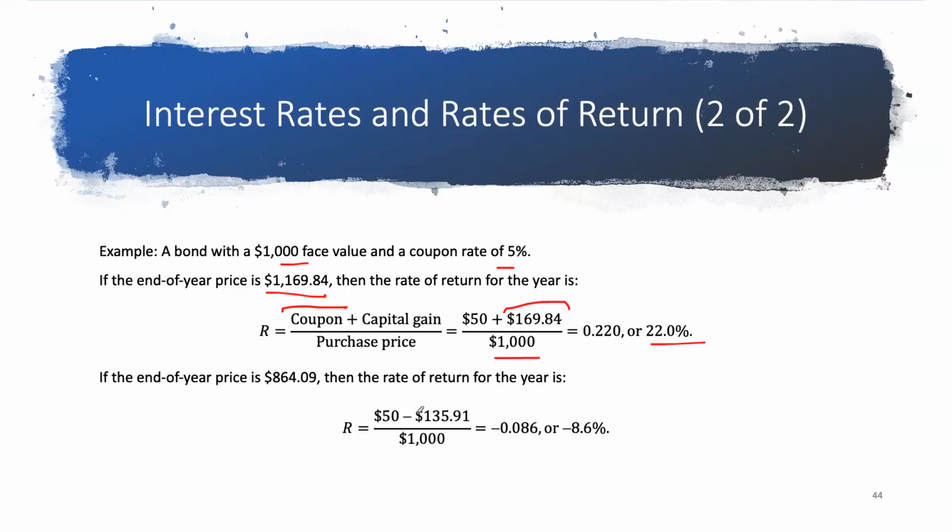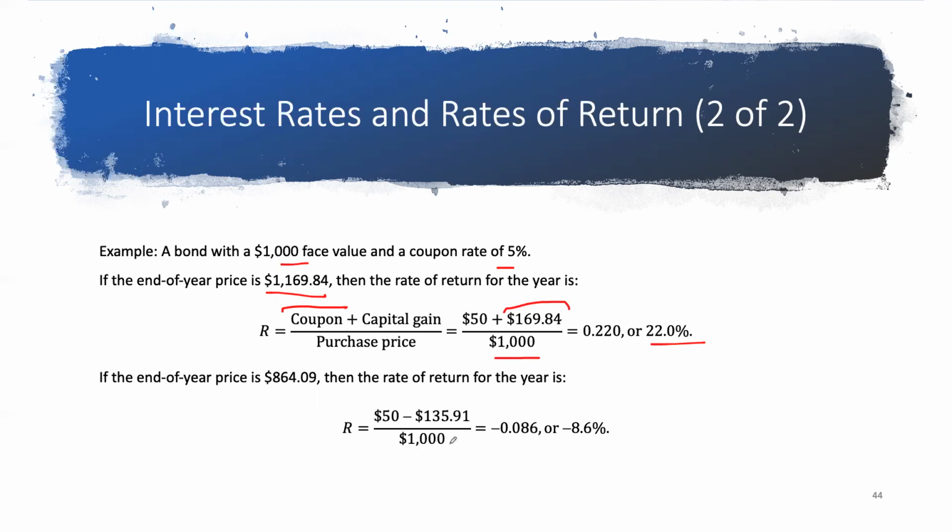So if you disaggregate it, what do you have? 5% of that return is from just the coupon, from the interest rate, and 17% of this 22% return that you've gotten is coming from price appreciation, from capital gains. So once the price of the bond is allowed to fluctuate, you're not only going to be exposed to the interest payments that you're going to get, but you're also going to be exposed to capital gains and losses, right? By the same token, if the year-end price is $864.09, then here you have a capital loss.